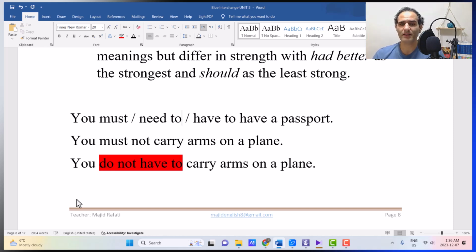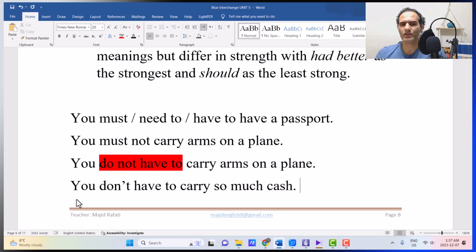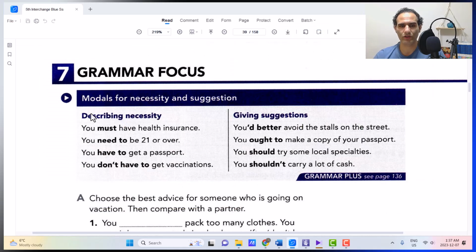In positive sentences, all the three are the same. In negative sentences, they are not the same. An example for have to and need to in the negative case could be, you don't have to carry so much cash on you. Everywhere there is an ATM or cards are accepted everywhere. You don't have to, you don't need to. Both of them carry the same meaning. Okay, so this was the point about positive and negative cases of modals for necessity.